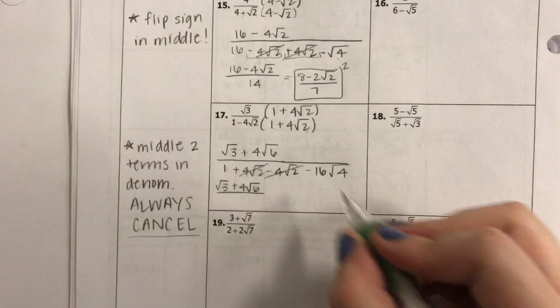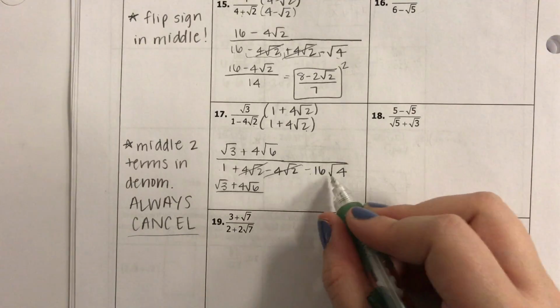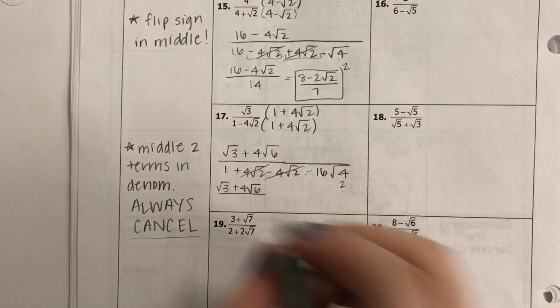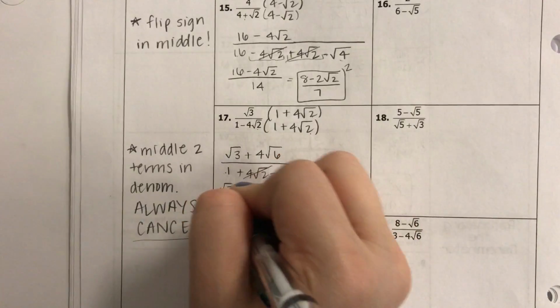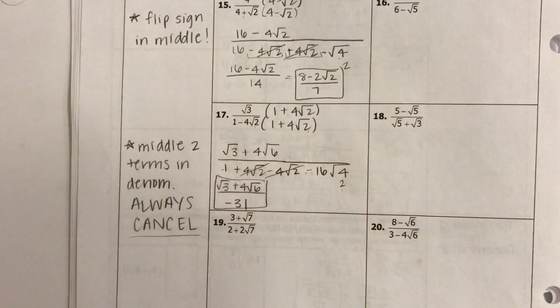Well, first of all, let's simplify this. Negative 16 times the square root of 4. The square root of 4 is 2. Negative 16 times 2 is negative 32. 1 minus 32 is negative 31. And I cannot simplify that any further.